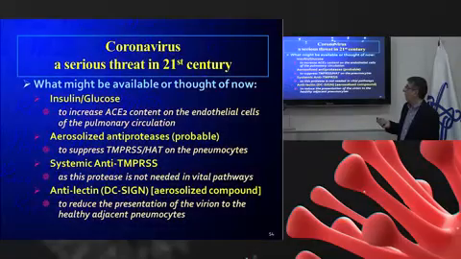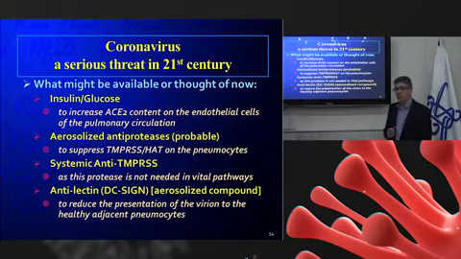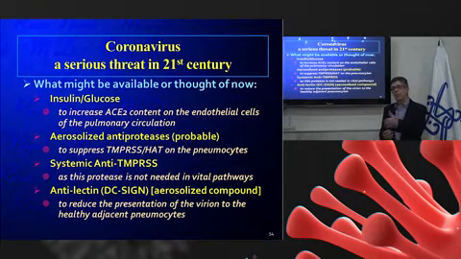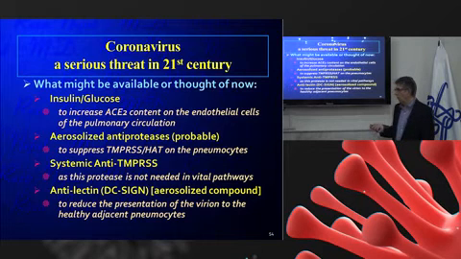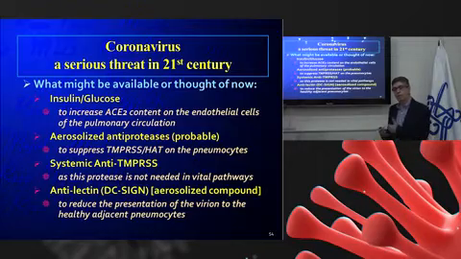And we have also aerosolized antiproteases to suppress transmembrane serine proteases that could help the virus enter the cell. We have also systemic antiprotease. And because transmembrane serine proteases are not vitally important for the cells, we can easily use these antiproteases for the sake of not letting the virus enter the cell. We may have anti-lectin products just to prevent the virus from attaching to the dendritic cells.